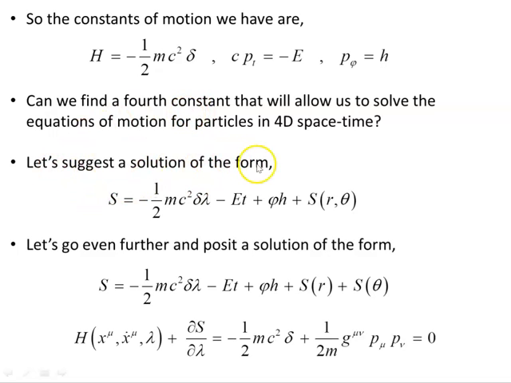So let's suggest a solution of the equation from the previous slide. It has the form S is this, and some r theta term here. And what we're going to suggest is we're going to posit even further, like an ansatz, or we're going to conjecture that the final form of the solution will be S is minus a half mc squared delta λ, minus Et plus φ times h, and then a function of r, and then a separate function of theta. Okay, and just to remind ourselves, on the previous slide we had this object here equal to 0. So let's see what we can do with that.